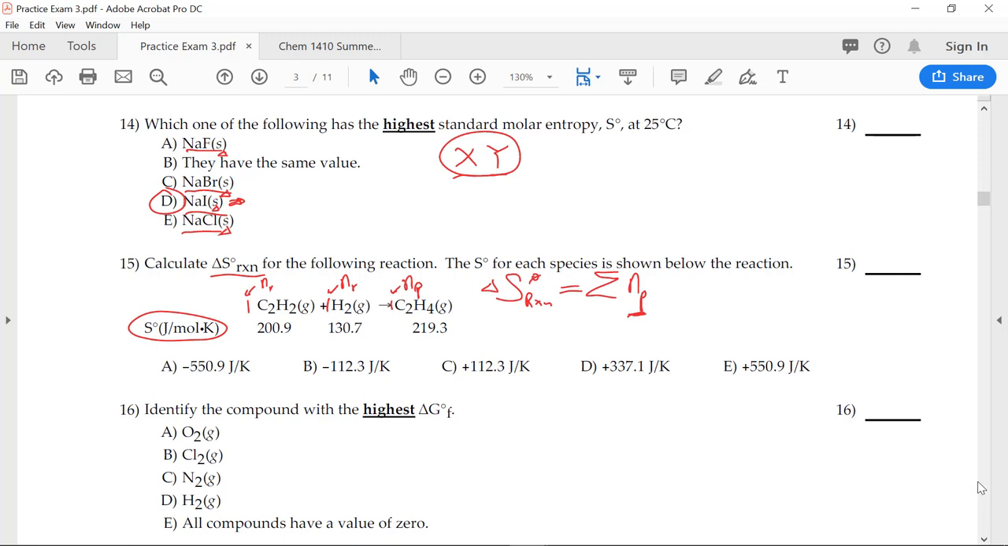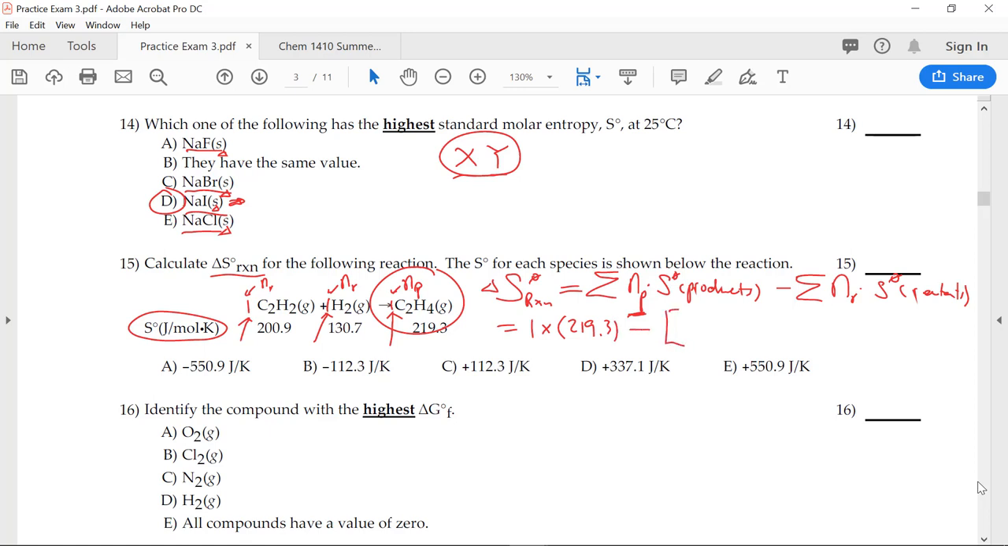So n_P means the chemical coefficient for the product times the corresponding entropy for the products, minus the total, or sigma, of n_R, the chemical coefficient for the reactants times the entropy for the reactants. When you put it together, don't forget to multiply by the chemical coefficient. In this case, it's a simpler case. Everything is one over there, but if you have a two or three, you must use that. So this is the product: one times 219.3.